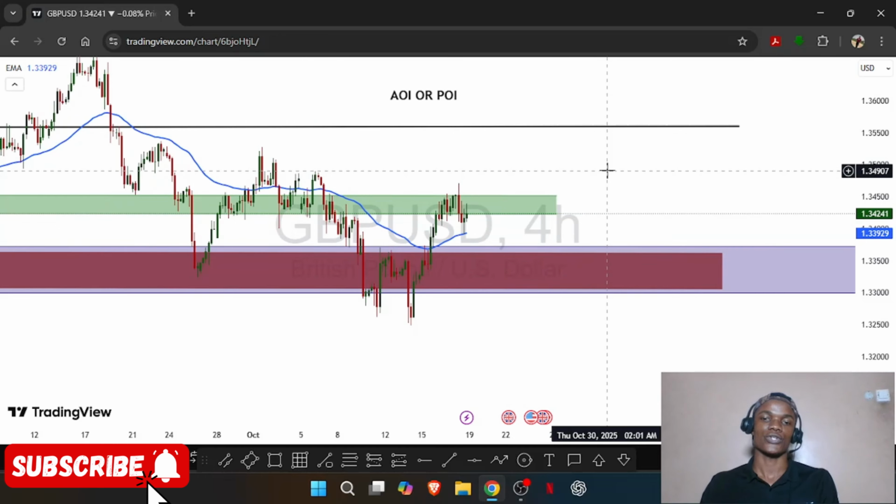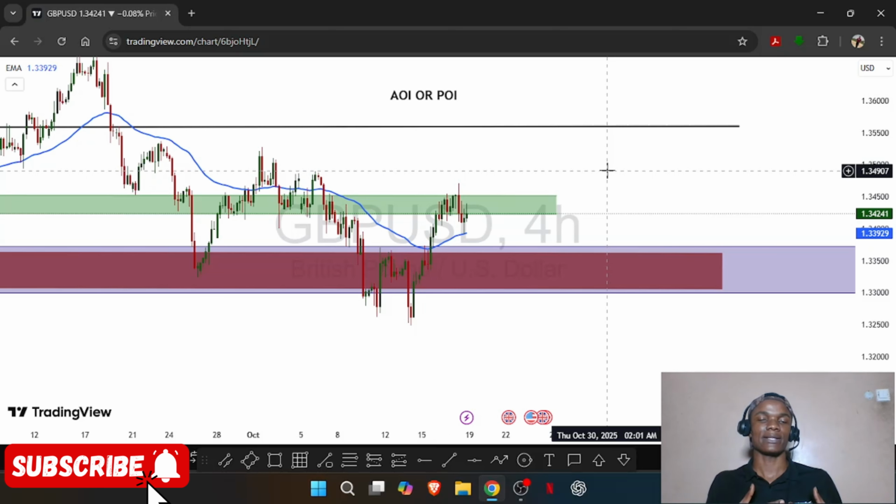What is my entry confirmation? Simple. I use two things for my entry confirmation. I'll tell you the third one later on. The first one is I use chart patterns for my entries and also candlesticks. Which candlesticks do I use? I mostly use the engulfing candlesticks, the pin bars, and the morning stars.